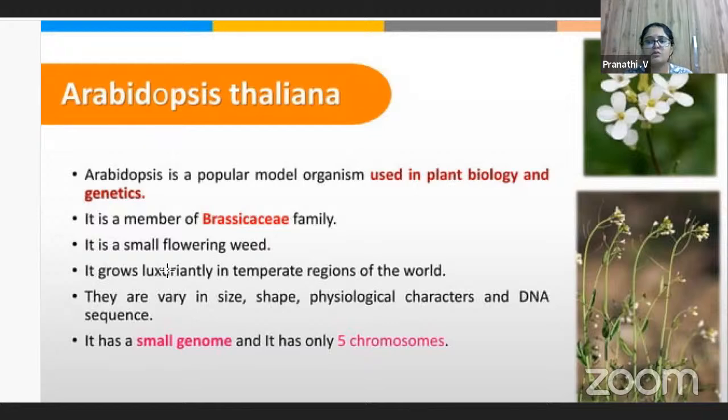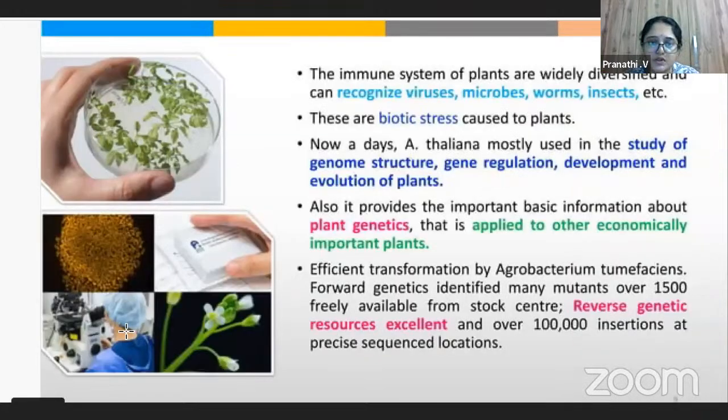It has a very small genome, having only 5 chromosomes, because of which any kind of genetic manipulation can be done in this. So what is it used for? Of course, the immune system can recognize viruses, different kinds of microbes for that matter, insects, worms, and you can also study abiotic and biotic stress in plants. It is most widely studied for its genome structure, regulation, development, and evolution in the plant kingdom. Also, it gives you very important knowledge about plant genetics, which can be applied to other important plants.